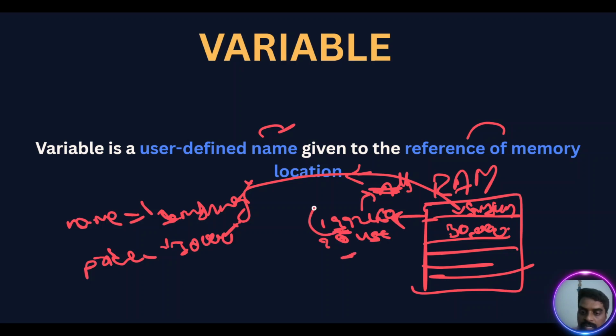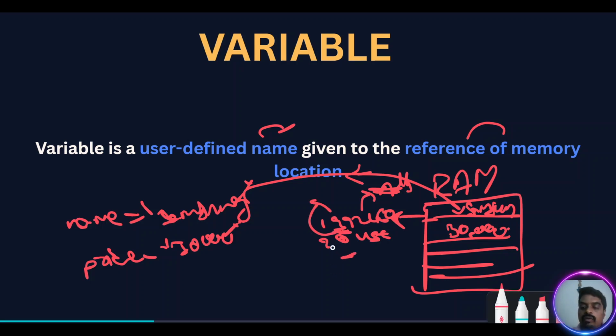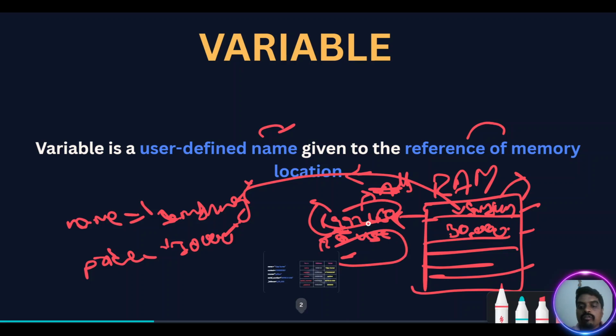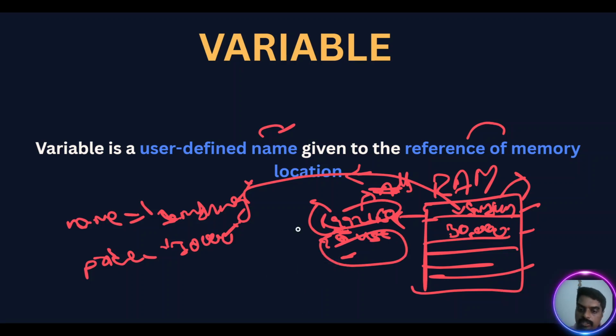Remembering this address is very difficult, right? So let's assume I want to display my phone details to the user. What do I have to do? I have to read the RAM, read the values stored at this particular address. How can we remember this address? It is very difficult, right?